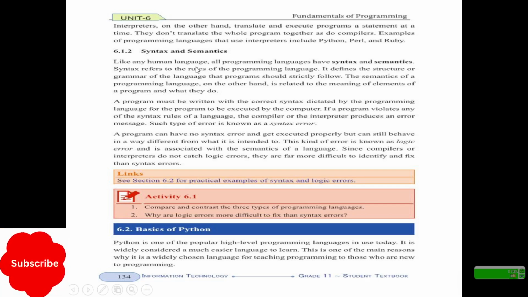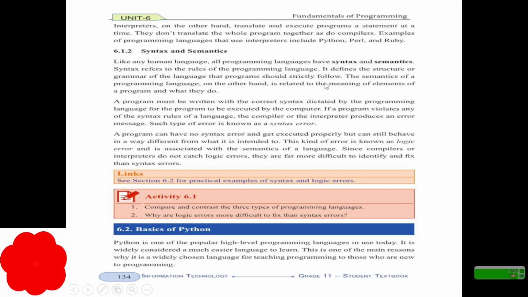Syntax and semantics. What's the difference between the two? When we want to develop programs in a high-level language, first we have to know what syntax and semantics are. Like any human language, all programming languages have syntax and semantics. Syntax refers to the rules of the programming language. It defines the structure and grammar of the language that programs should strictly follow. Mostly the spelling and grammar errors are included under syntax errors.